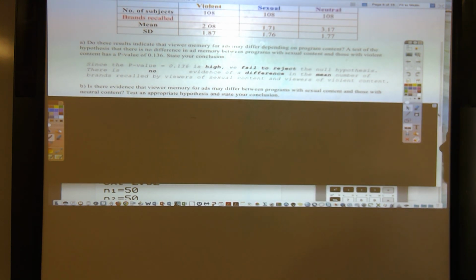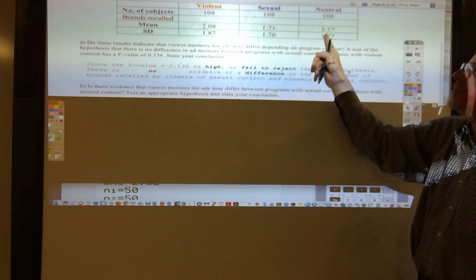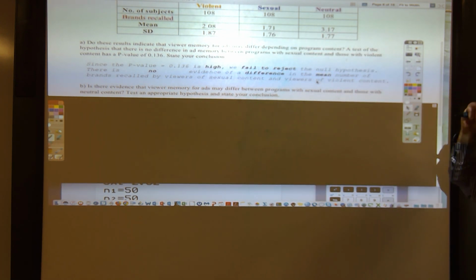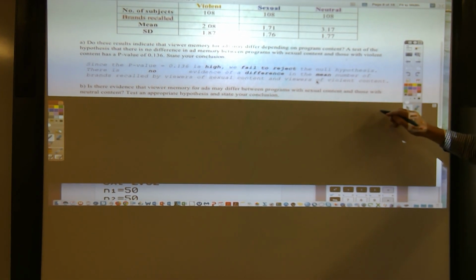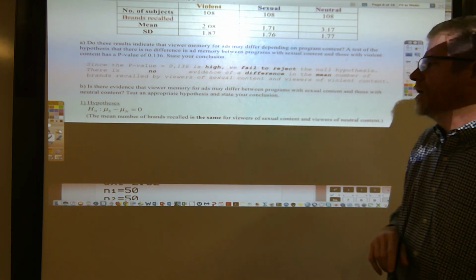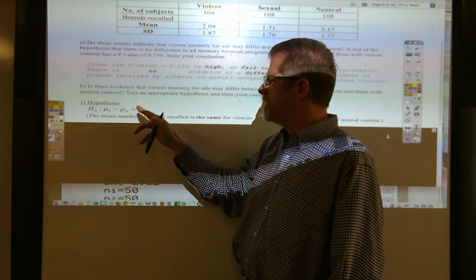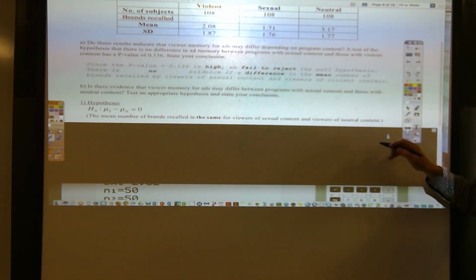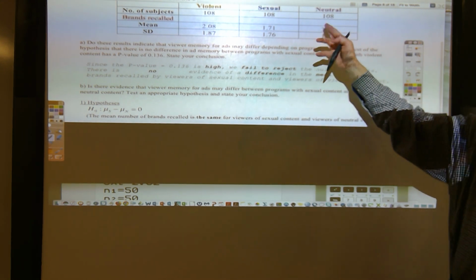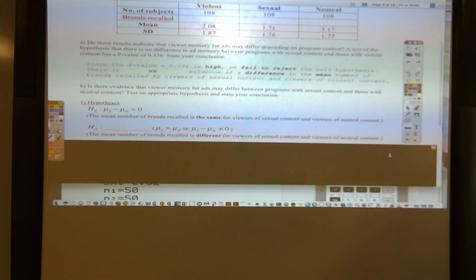Is there evidence that viewer memory for ads may differ between programs with sexual content and those with neutral content? This looks like the biggest difference in sample means, 1.71 versus 3.17. Test an appropriate hypothesis and state your conclusion. So the null hypothesis is that mean sexual minus mean neutral is 0. The mean number of brands is really the same, and what we observe in this difference is just due to natural sampling variation. What would the alternate hypothesis be?